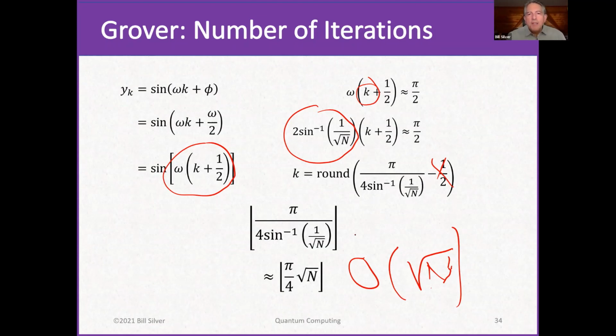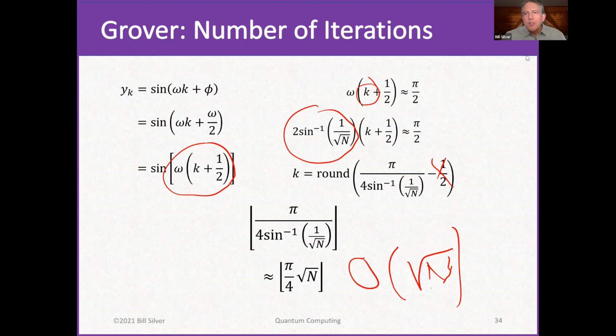But this is in fact the correct formula for the number of iterations to get as close as possible to the correct answer, right? So that's Grover.